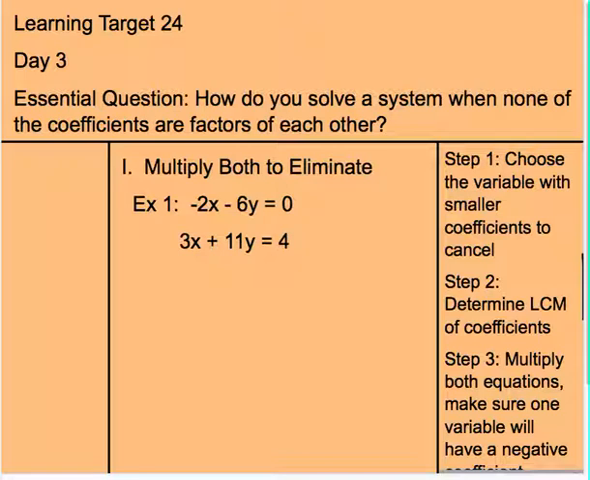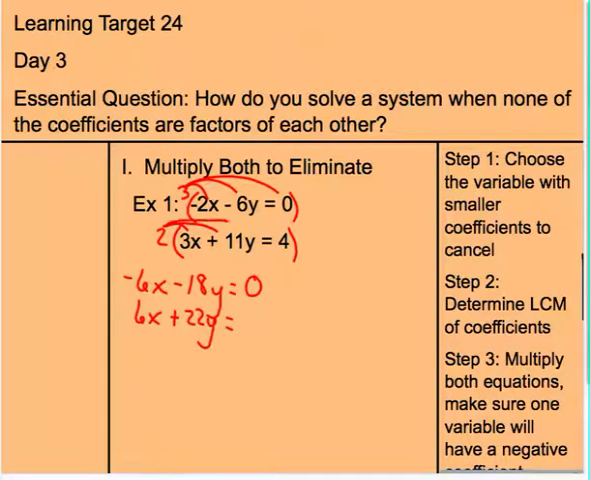So again, I want to multiply to 6, so my first equation I will multiply by 3, and my second equation I will multiply by 2. Distributing my 3, I get -6x minus 18y equals, and 3 times 0 is still 0. My second equation, 2 times 3x is 6x, 2 times 11 is 22y, and 2 times 4 gives me 8. So when I add my equations together, -6x plus 6x cancels, -18y plus 22y gives me 4y, and 0 plus 8 is 8.